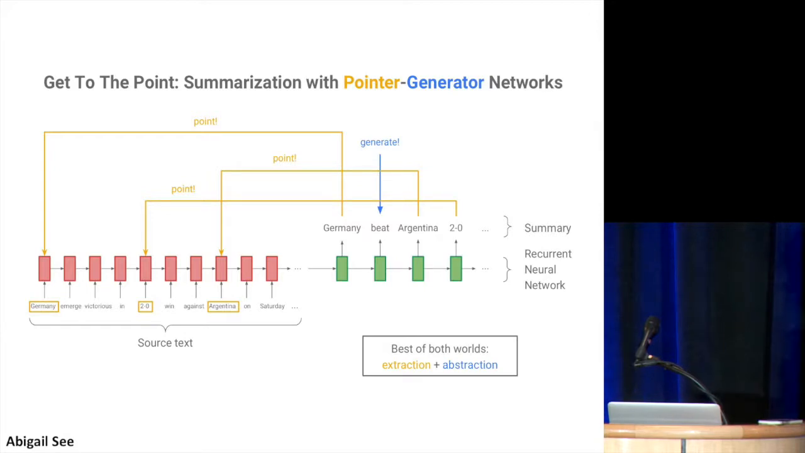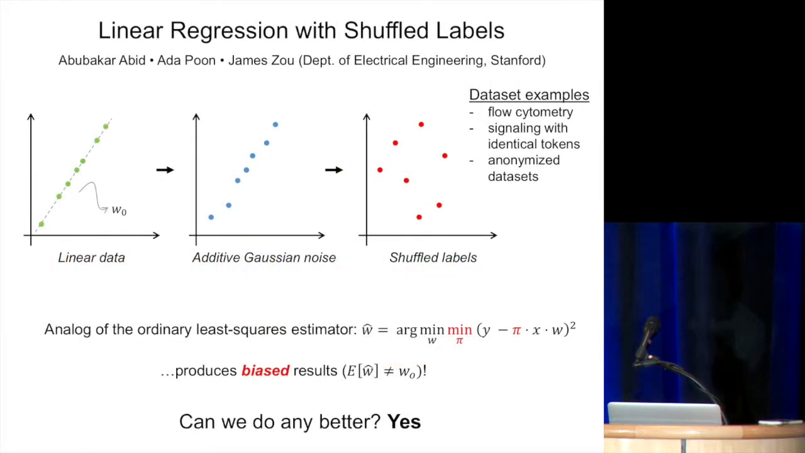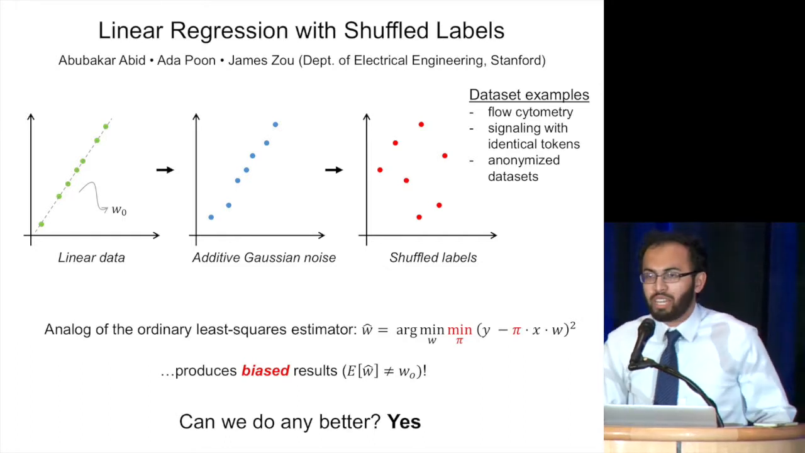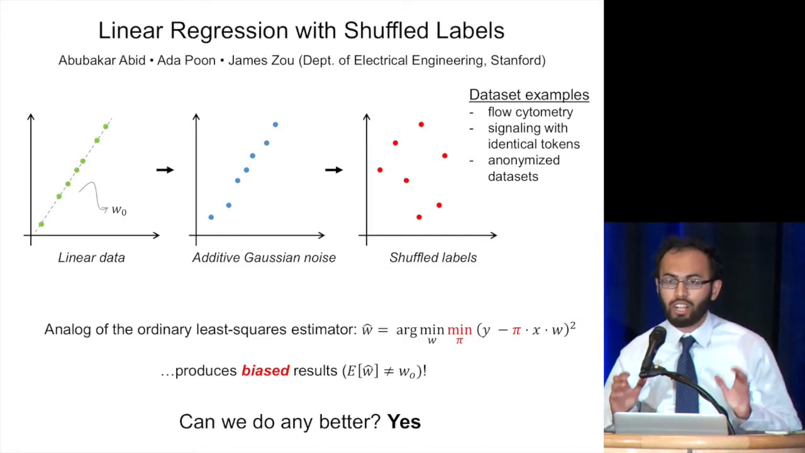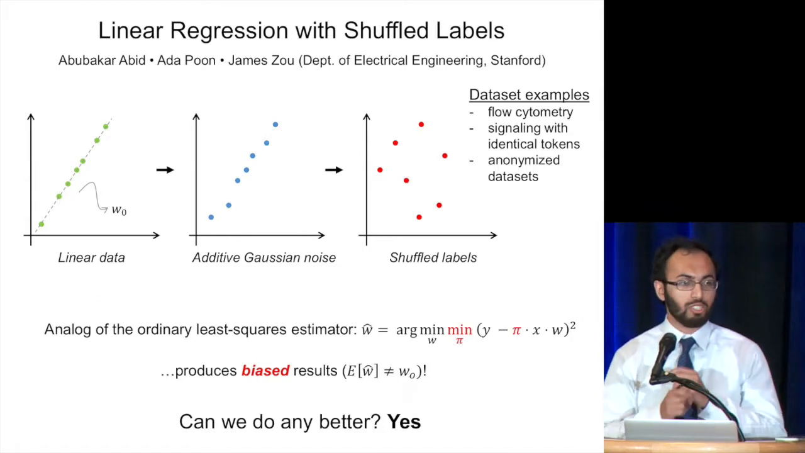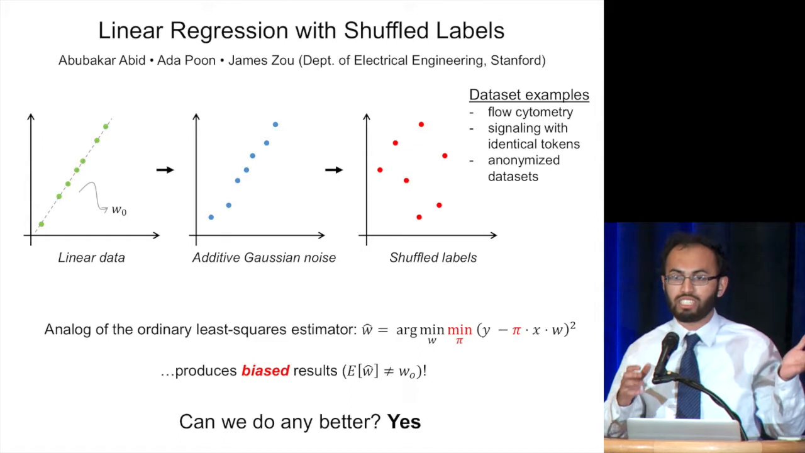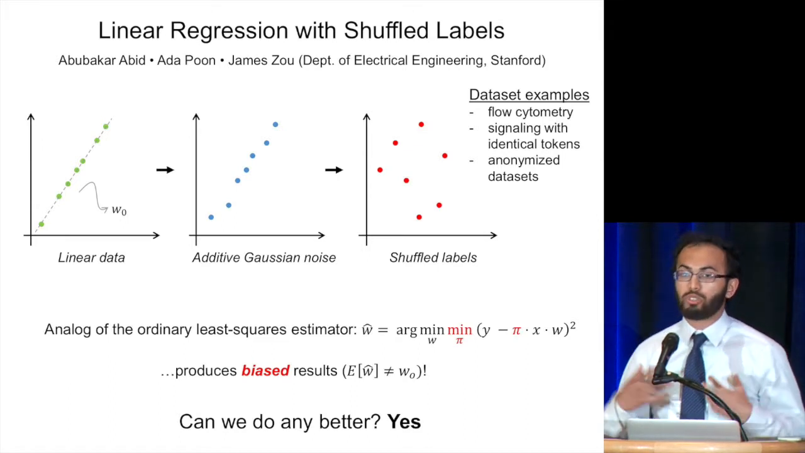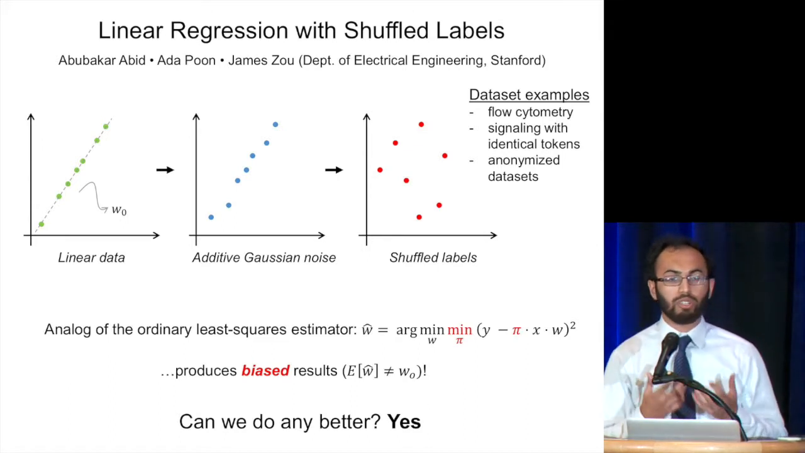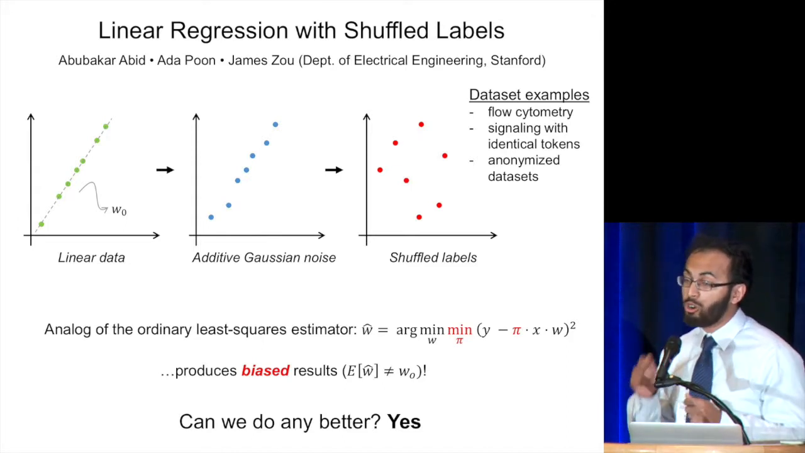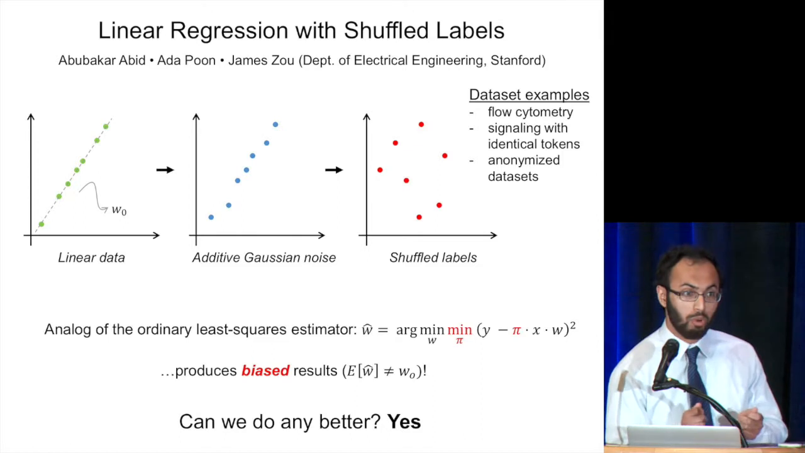Thank you, Abby. Our next speaker is Abubakar Abid. Good evening. My name is Abu Bakar. I'm going to be talking a little bit about linear regression. So we use linear regression all the time to figure out the relationship between input points and output labels. So we asked the question, is it possible to do linear regression if you have input points and you have the labels, but you don't know which label corresponds to which point?